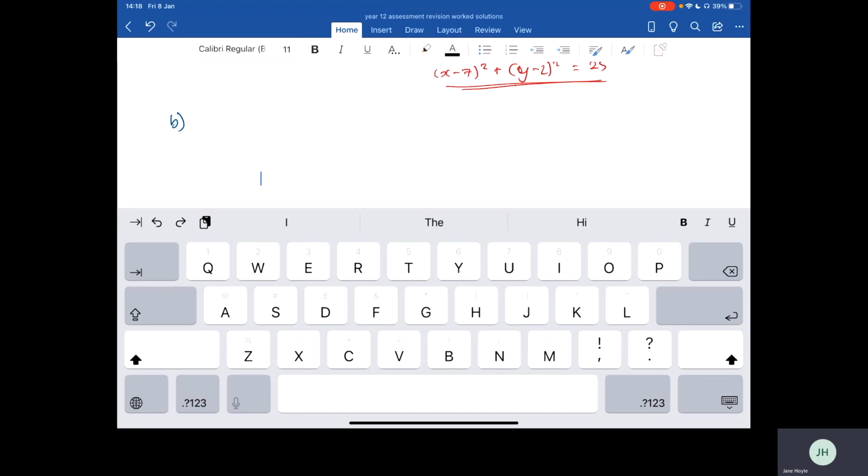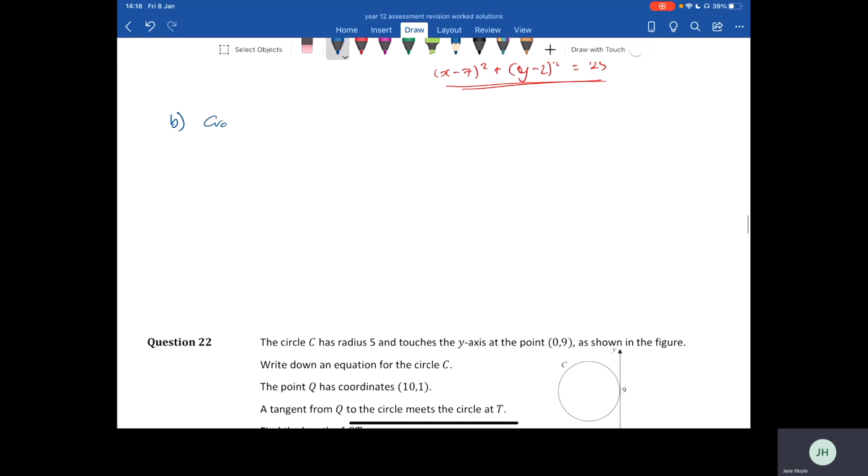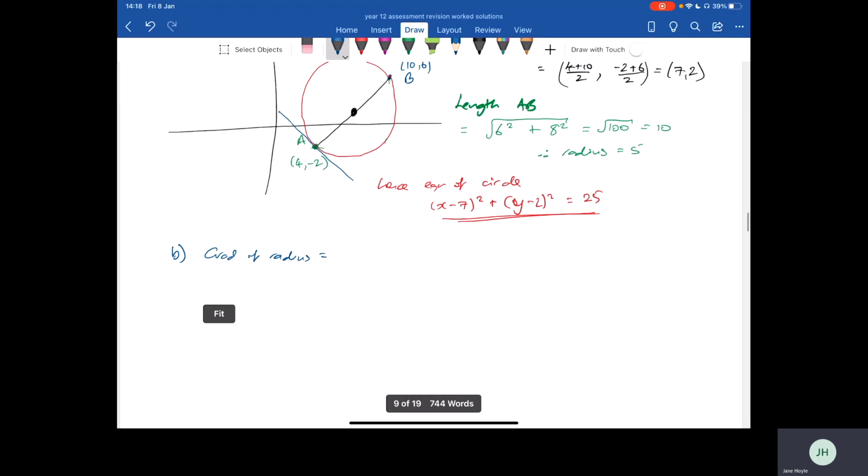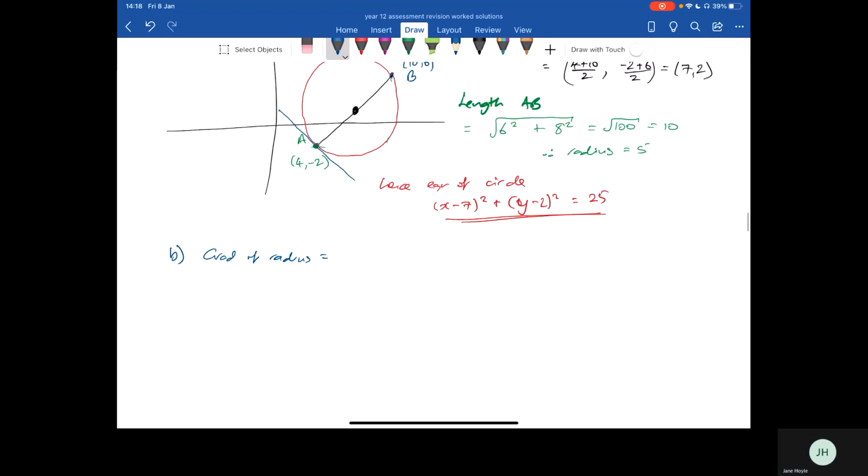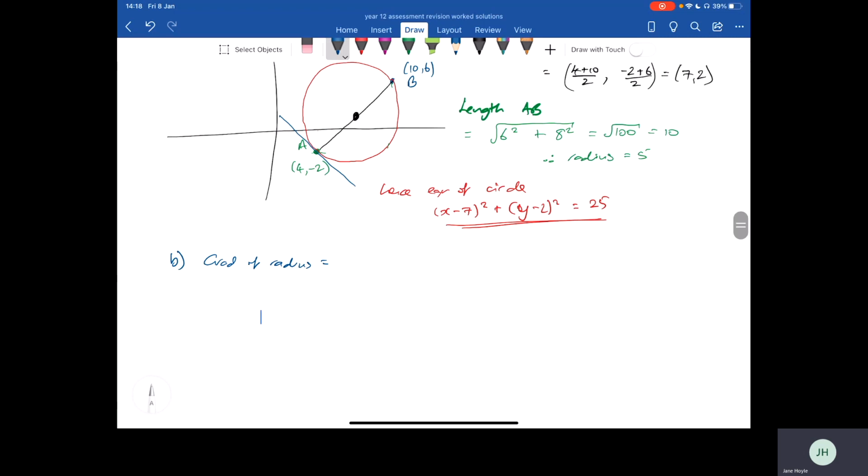I want to find the gradient of the radius. The gradient of the radius is just the same as the gradient of the diameter. And I know that that length there is 8. I know that that length there is 6 from my Pythagoras there. So I can just say that the gradient of the radius is 8/6, which is equal to 4/3.